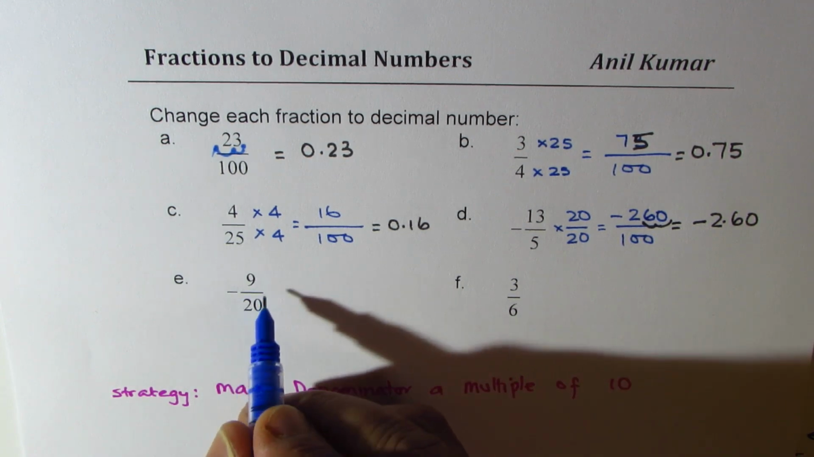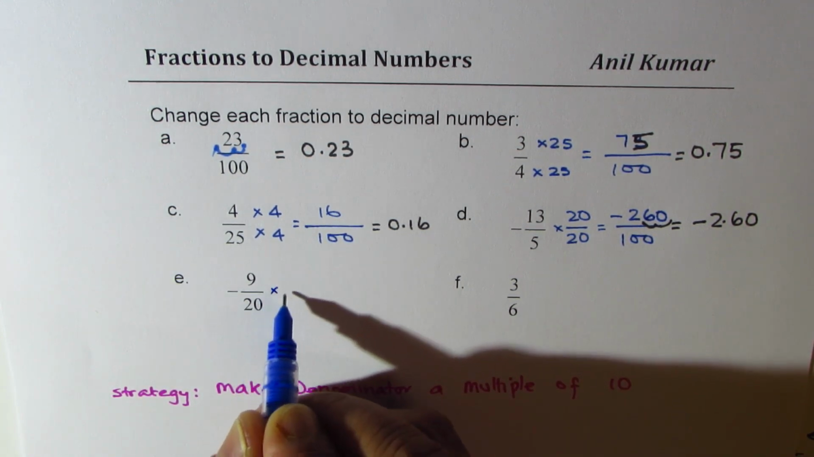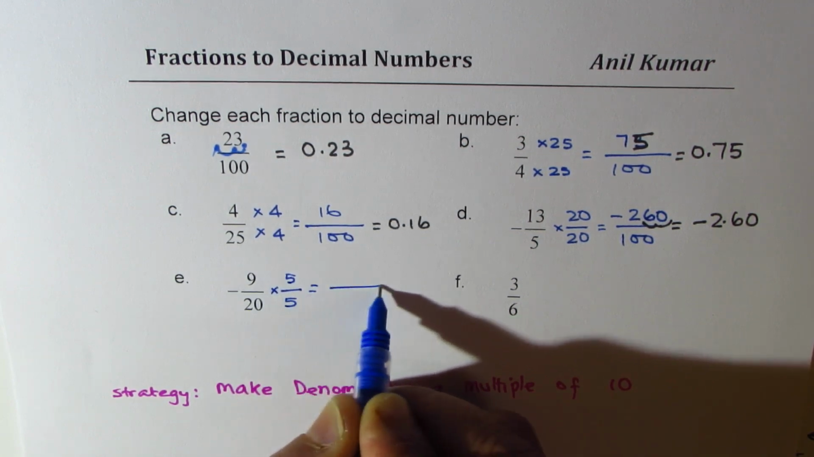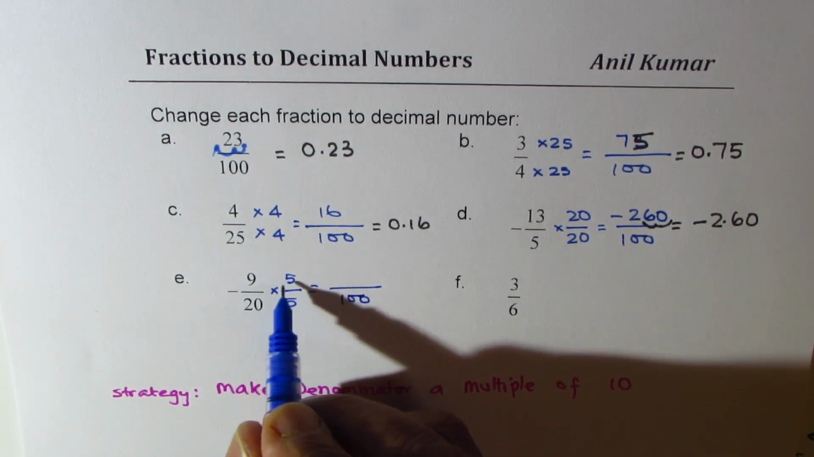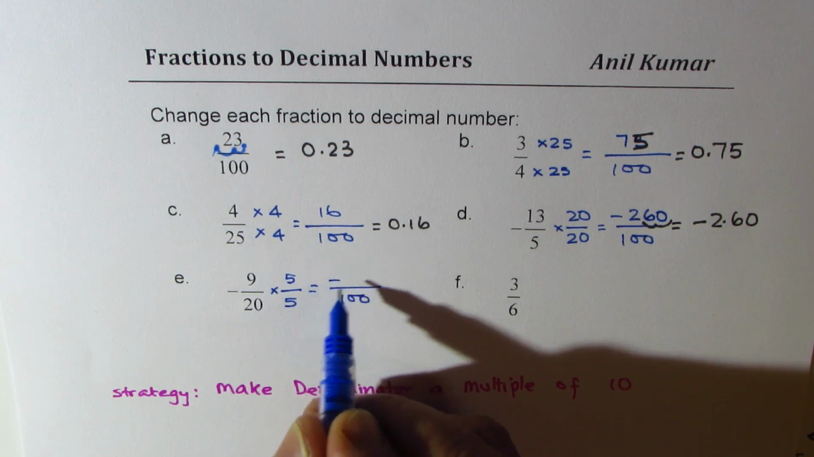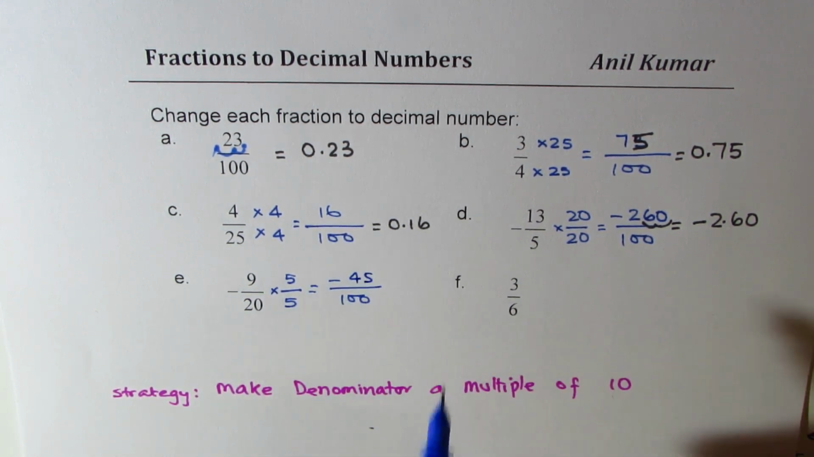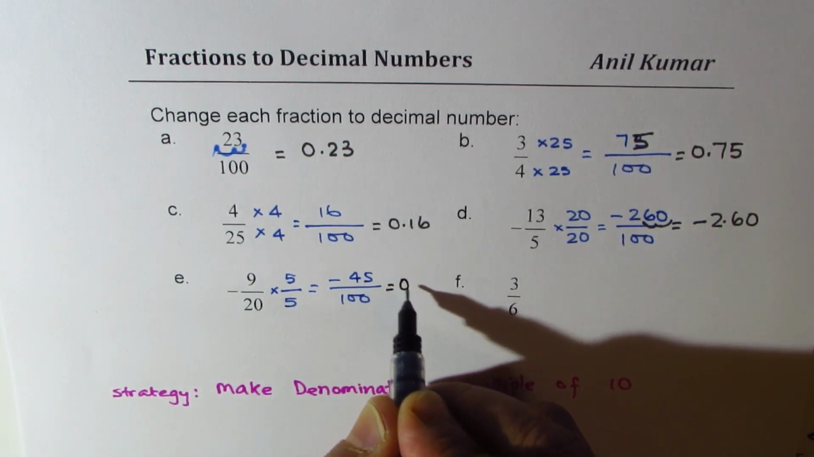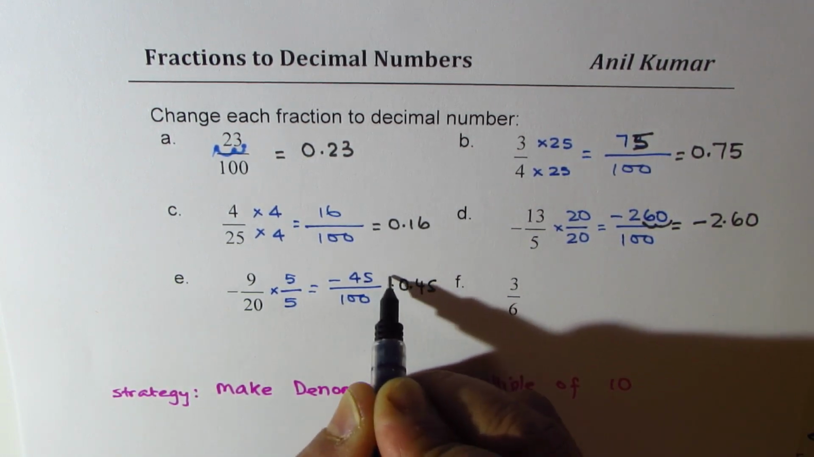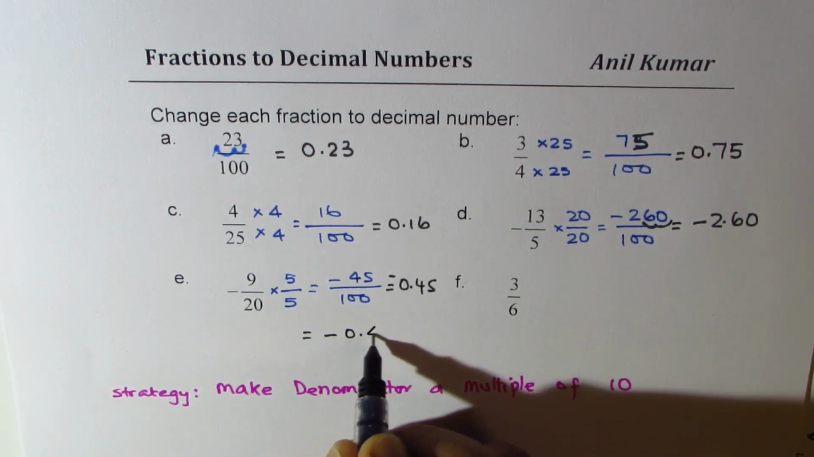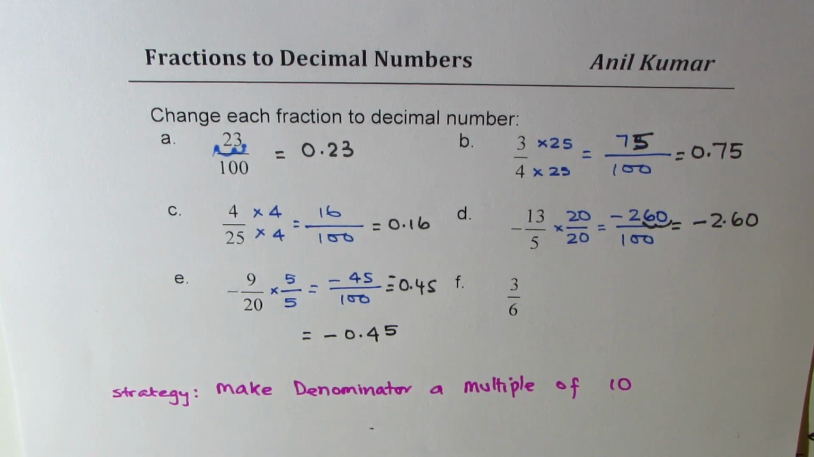Let's do the next one. 20 is in the denominator. I should multiply by 5 to make it 100. So I get 100 in the denominator. 9 times 5, negative number, is 45. And 20 times 5 is 100. Divided by 100, we get 0.45 with a negative sign, correct? So this is equal to negative 0.45.